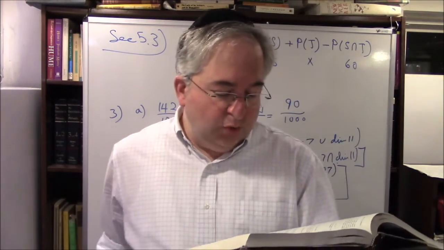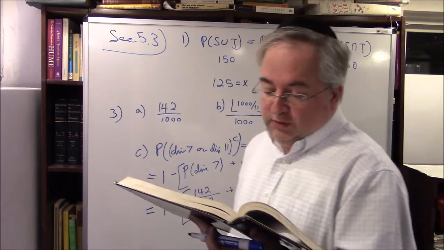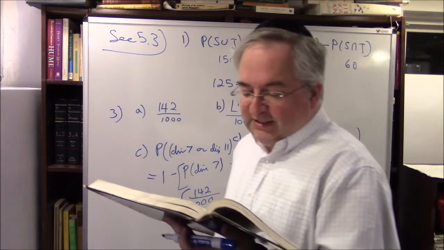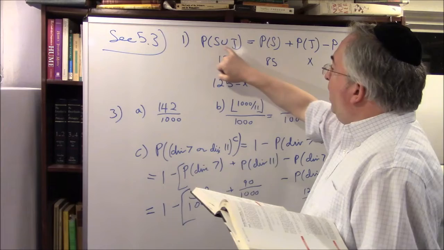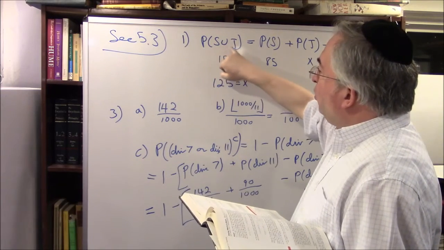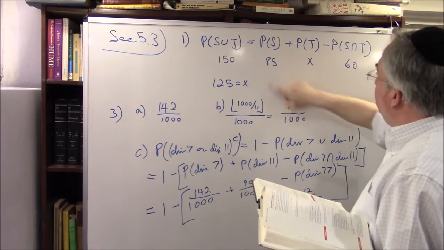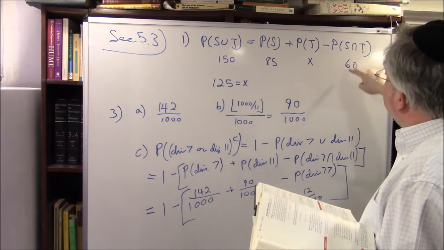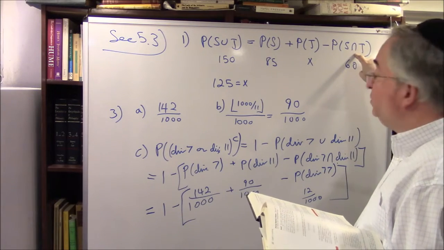Number 1, among 200 people, 150 either swim or jog or both. If 85 swim and 60 swim and jog, how many jog? So you have 150 swim or jog, that's 150. 85 swim, 60 swim and jog, that's the intersection, those are the people that swim and jog.